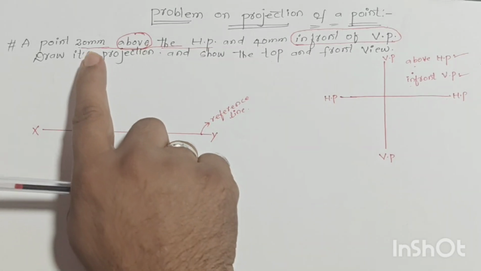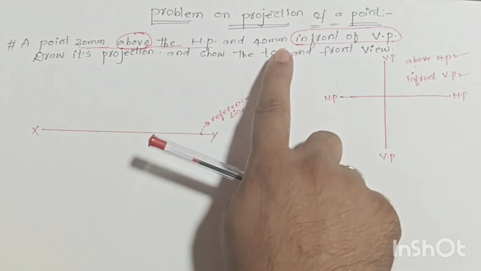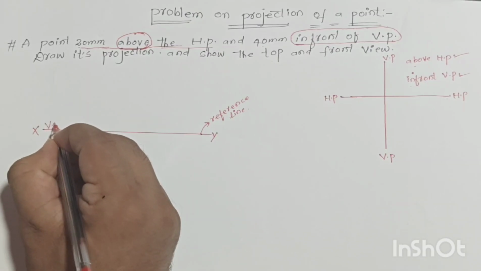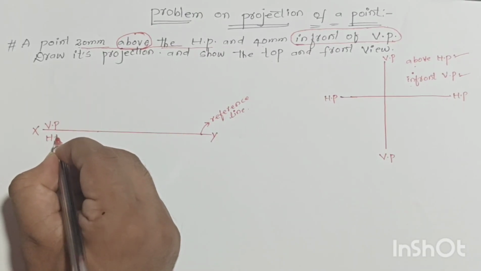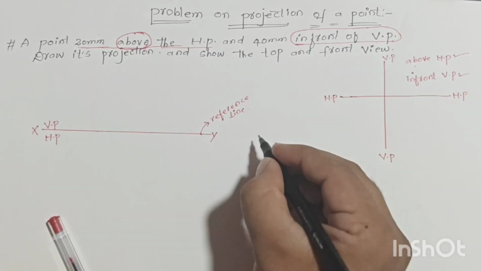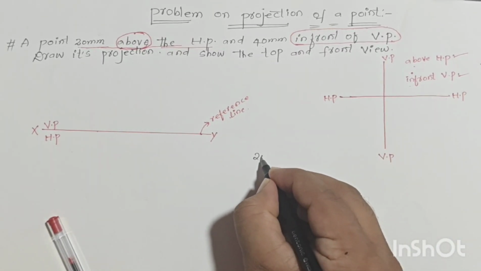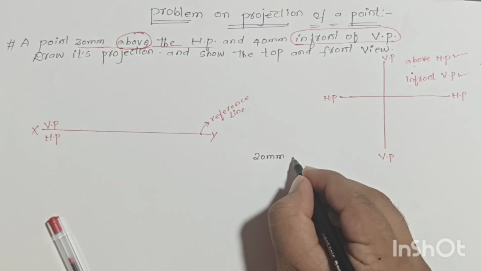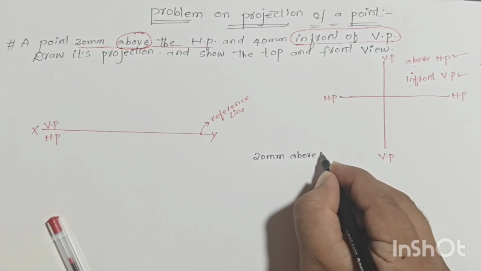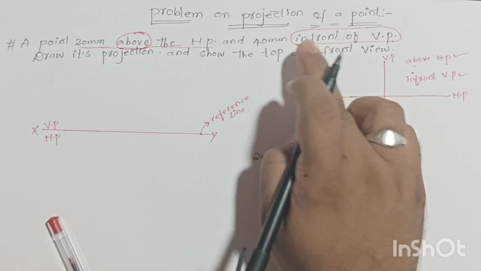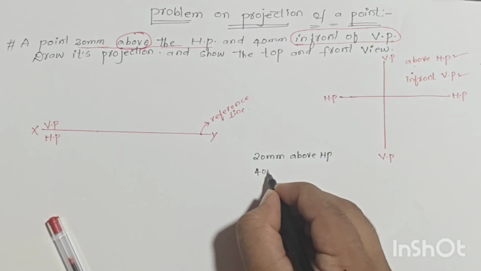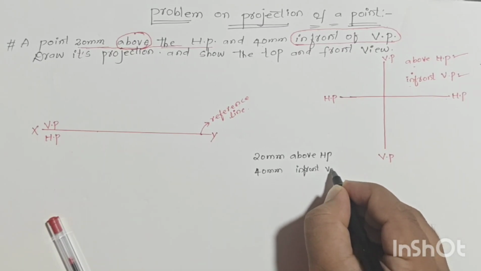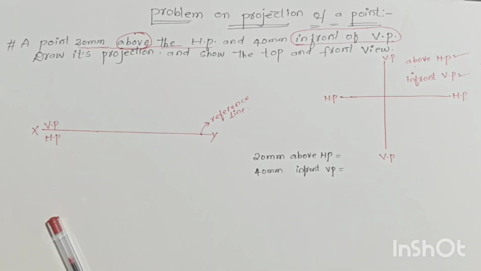Okay, let us see. 20 mm above the HP and 40 mm in front of it. It lies in the first quadrant. The first quadrant formula we have is VP by HP. Clear? Right here, the same question we have to write: 20 mm above the HP, 40 mm in front of VP.